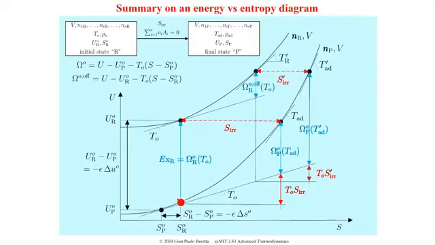It's less than initial, and what's missing is related to the amount of entropy that you generated by irreversibility. If you look at this triangle, this angle, this tangent is T0, and so this side of the triangle is equal to T0 times this length, which is S irreversible. Okay.